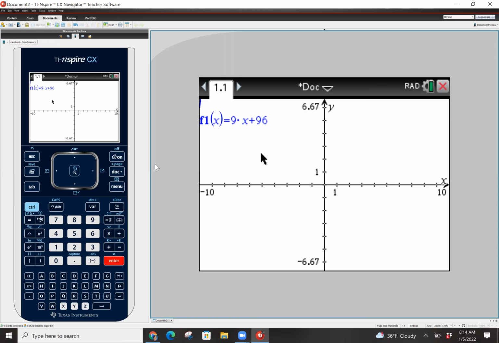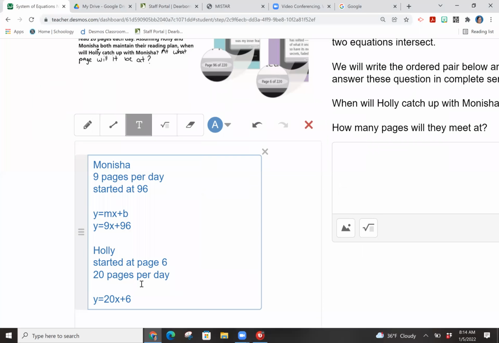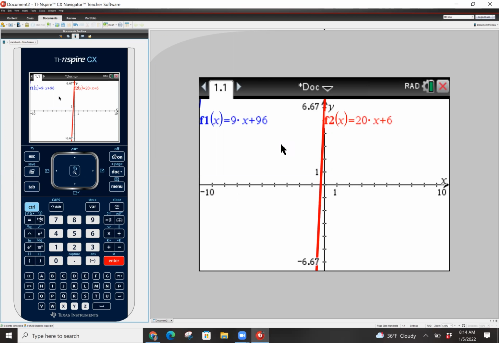Now, how to add a second equation? All you have to do is hit tab again. And now instead of F1, it says F2. That just means second equation. And our second equation was y equals 20x plus 6. All right, I'm going to pause for a minute. Check with your elbow partner. See if they got it. If they don't, try to help them. If you can't, please raise your hand.